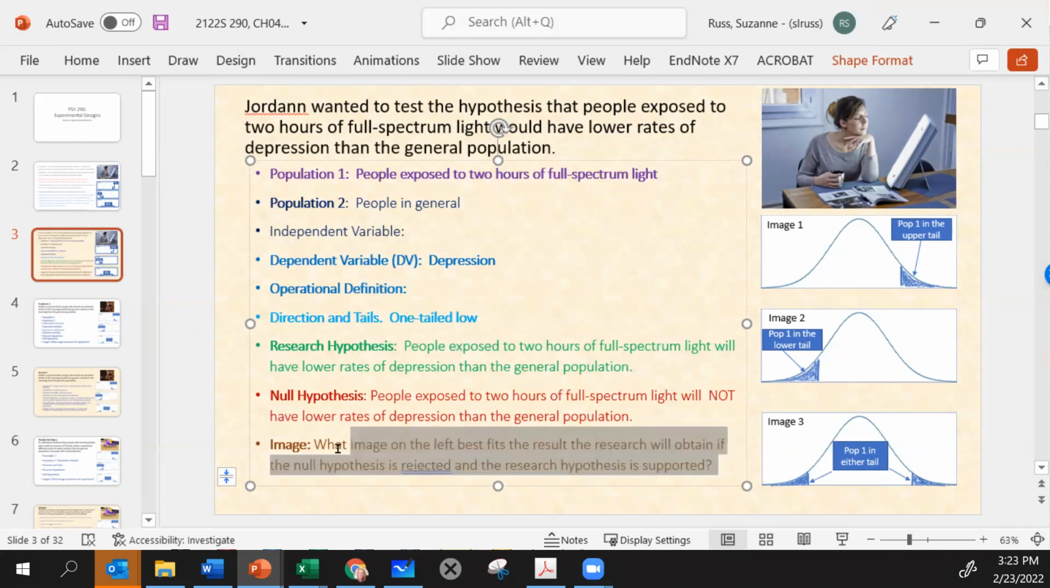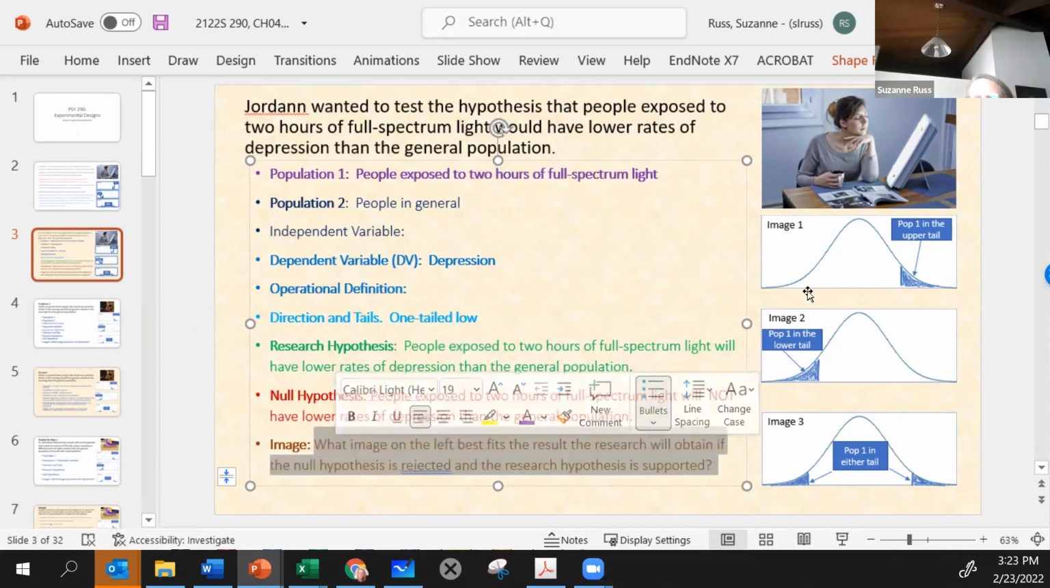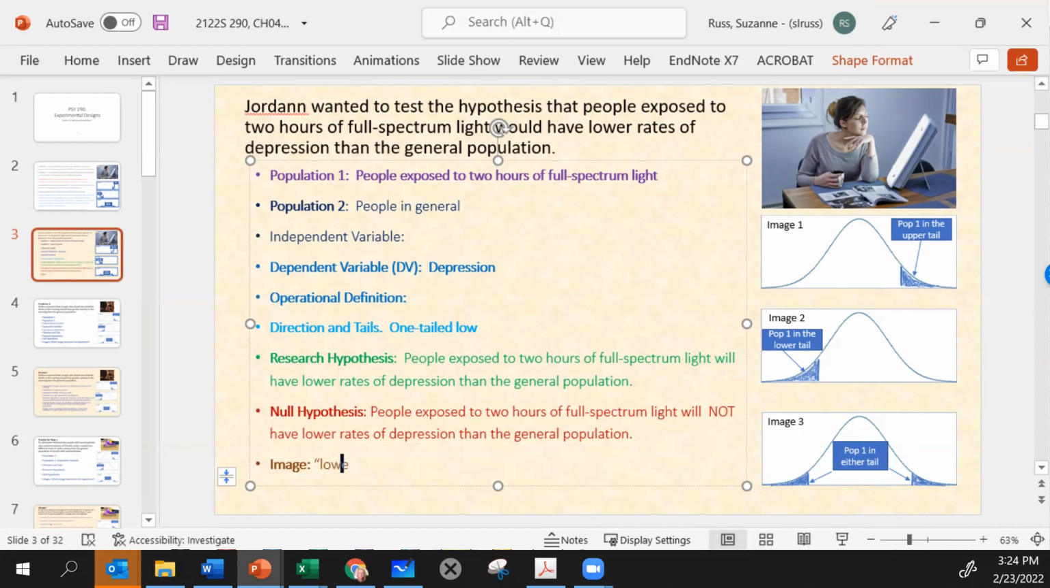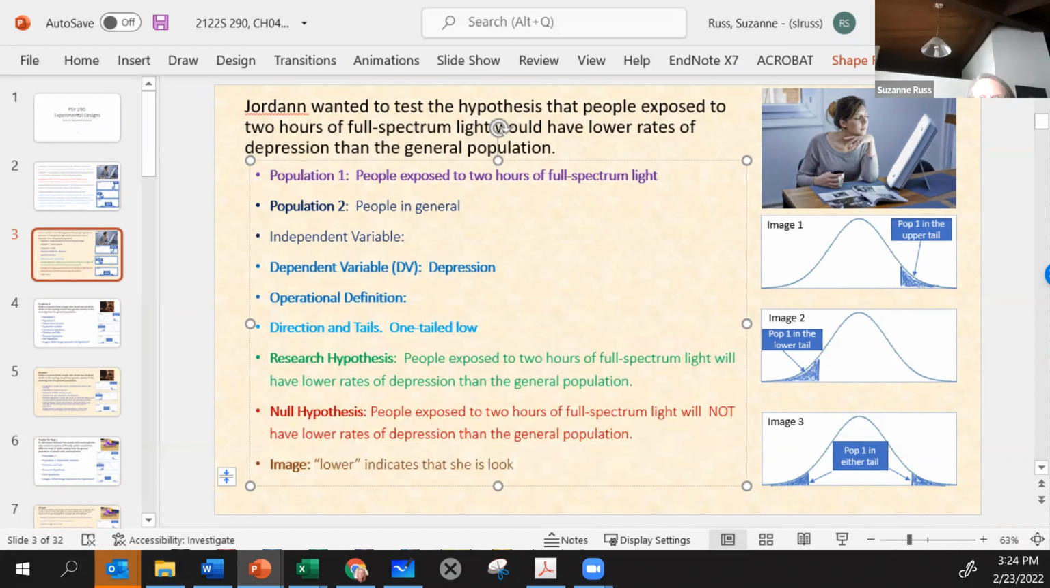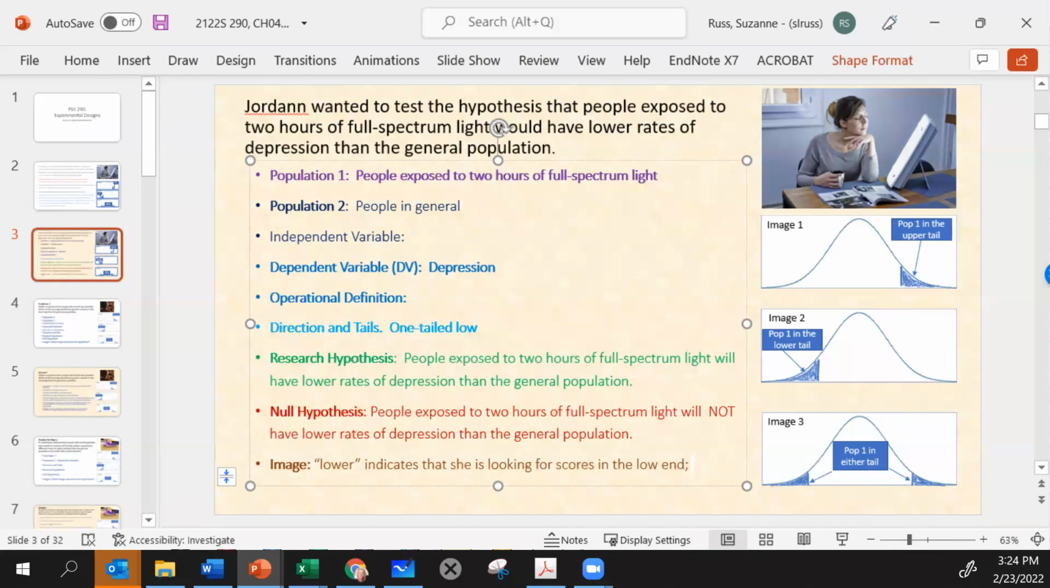And then if we look at the images, we know that image two represents what she's looking for, because the word lower indicates to us that she is looking for scores in the low end, image two.